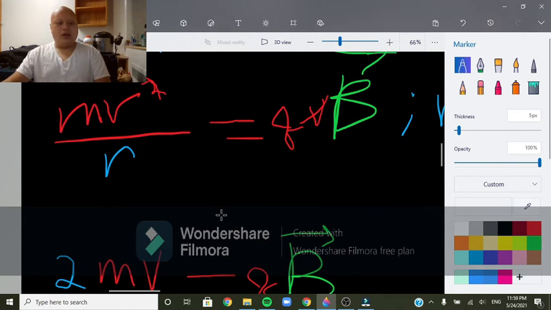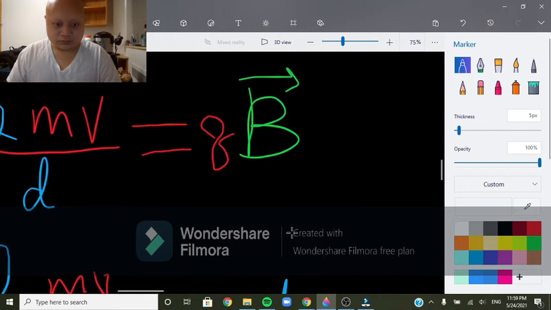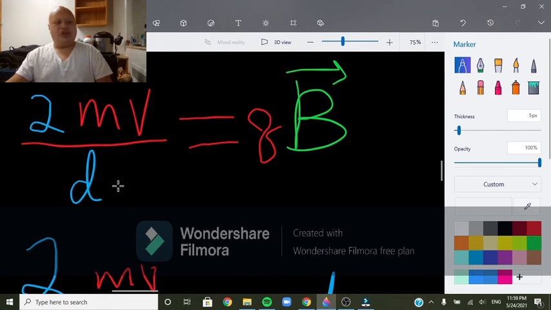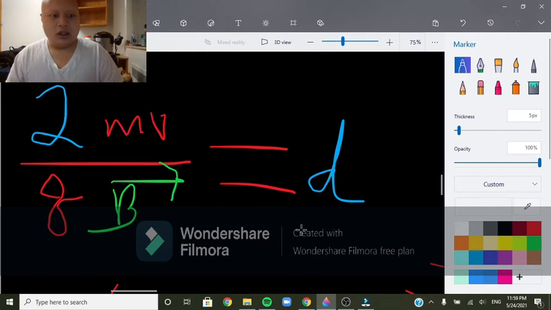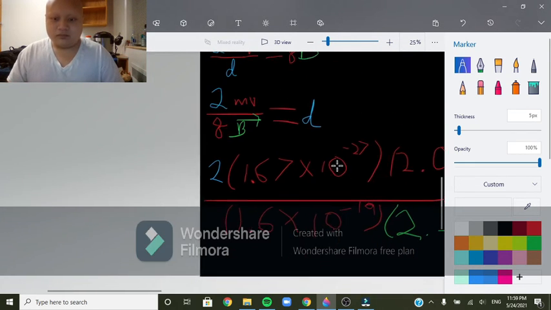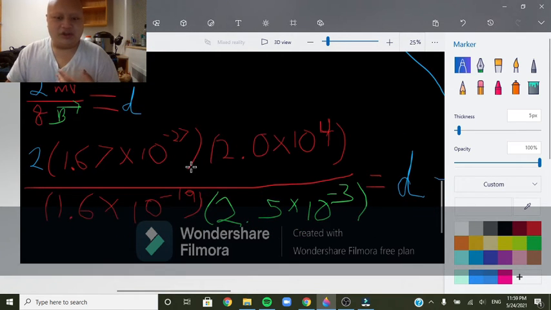So we plug it in for r, and now we get 2 times the mass times the velocity of the particle over the diameter is equal to the charge of the antiproton times the magnetic field. Now we multiply both sides by d and divide both sides by qB, so that we can isolate d. After you isolate d, we can plug in the numbers. I think I have carpal tunnel syndrome, my arm is hurting, so that's why this equation's large.